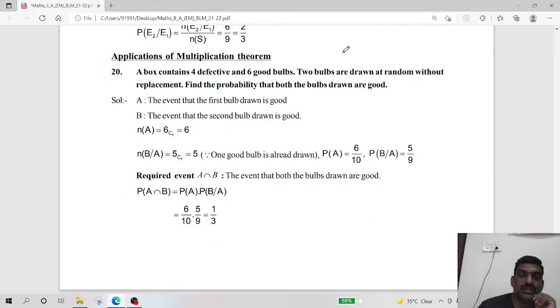Applications of multiplication theorem. A box contains 4 defective and 6 good bulbs. 2 bulbs are drawn at random without replacement. Find the probability that both the bulbs drawn are good. The event that the first bulb is good. The event that the second bulb drawn is good. 6 good bulbs are there, then 5 good bulbs are left. Then P of A, P of B by A is given. Then the required event is that both the bulbs drawn are good. So P of A intersection B is equal to P of A times P of B by A, which is 1 over 3.